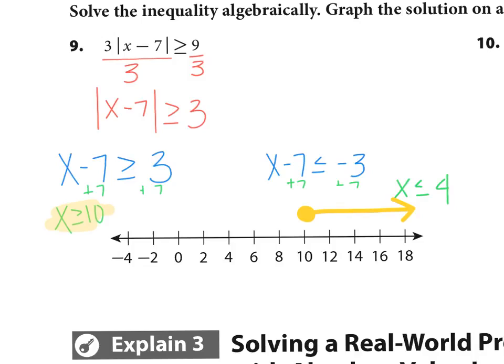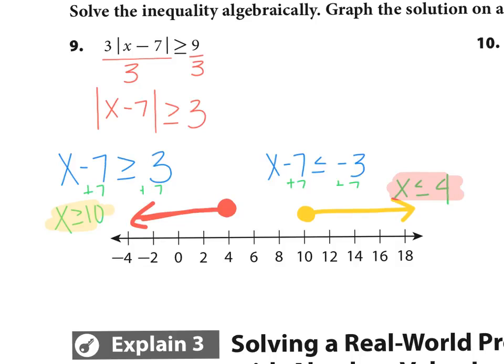So our other one said that x was less than or equal to 4. So where's that going to start? At positive 4. Open or closed circle? Closed. And then I'm going to draw a line which way, if it wants x's that are less than or equal to? To the left. So they do not have to meet. So let's talk about what this means.